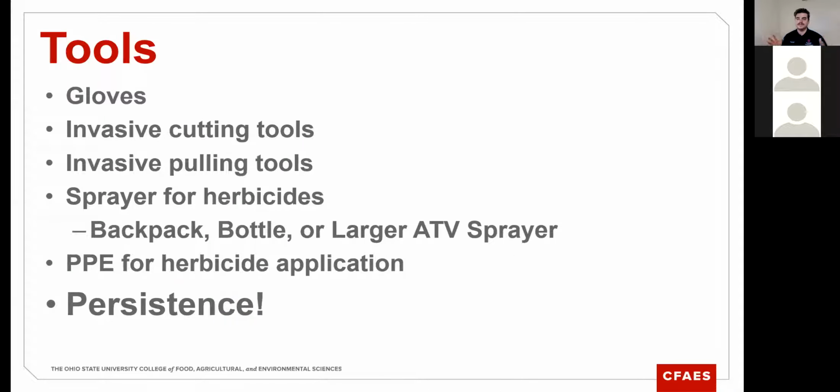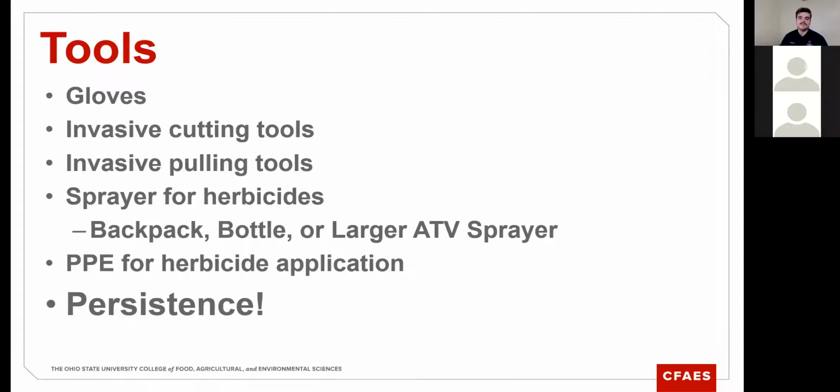Just quickly, some of the tools that you may need. Gloves for your hands, as Rees said, some of these have thorns on them that could punch your skin, and when you're working outside, it's always good to have gloves.